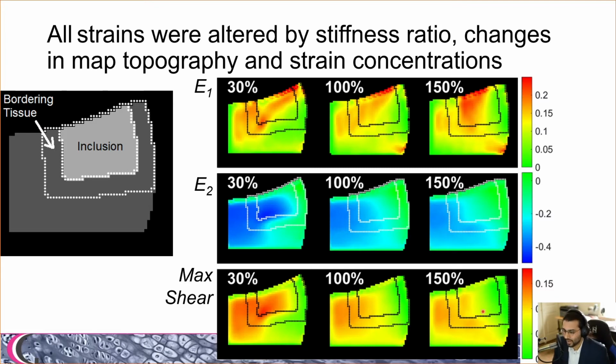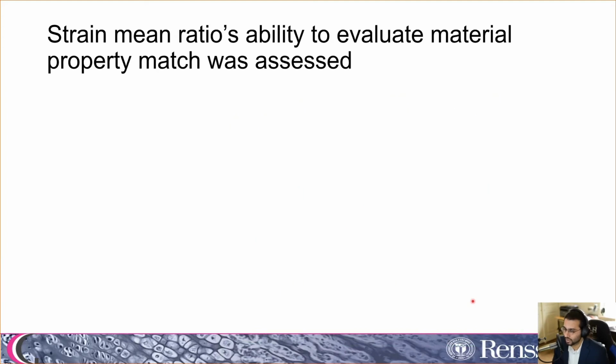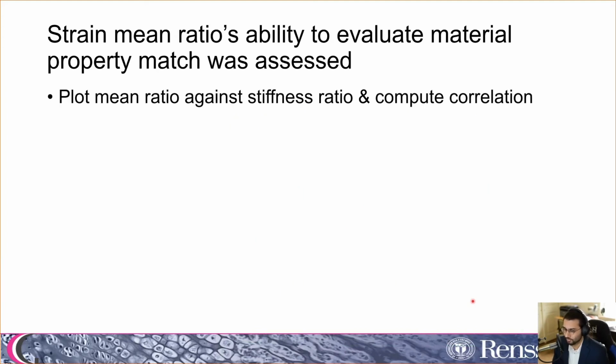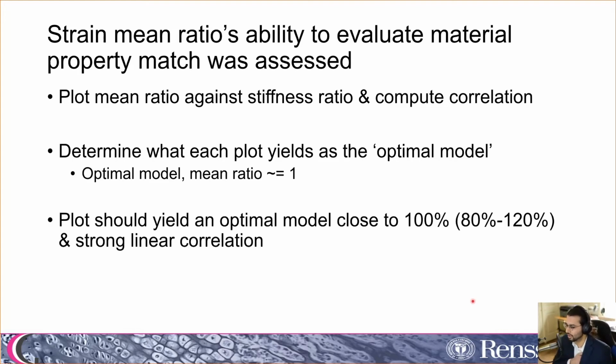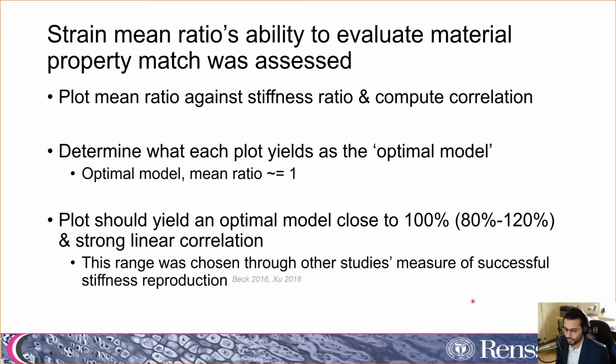So to actually evaluate how well these strains can look at material property match, we plot the mean ratio against the stiffness ratio and compute their correlation. So each of these plots can be used to compute what we consider the optimal model, where the mean ratio is approximately close to 1. The plot, in order to successfully evaluate the stiffness ratio, should yield an optimal model close to 100%, where we expect the material properties to match. We give this a little bit of leeway with a range of 80 to 120%, based on what a lot of other tissue engineering studies consider successful stiffness reproduction.